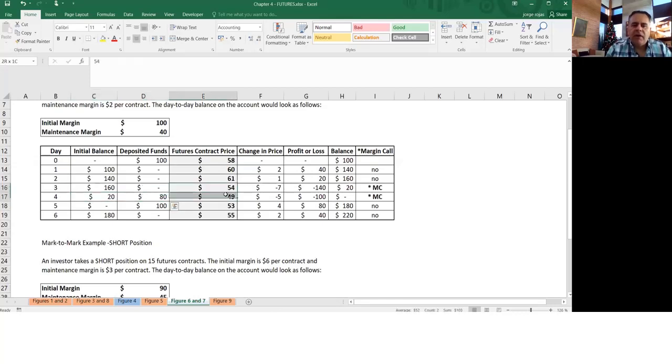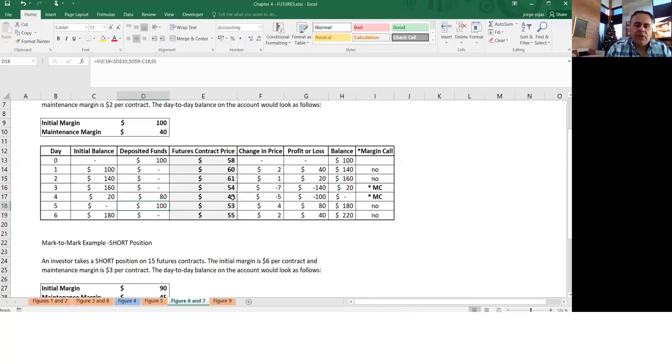Then you have a change of price of $5 from day 3 to day 4. So since you're long 20 contracts, this means that you're losing $100. And at the end of the day, you end up with nothing. That means that you had 100 in the morning, but you lost 100 in the day. So again, you have a margin call because of course 0 is below 40. So next day, you will have to deposit the full $100 to have your account up and running.